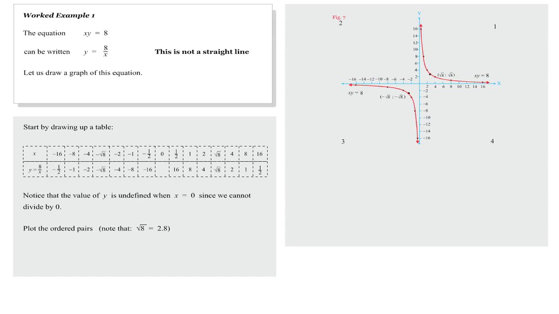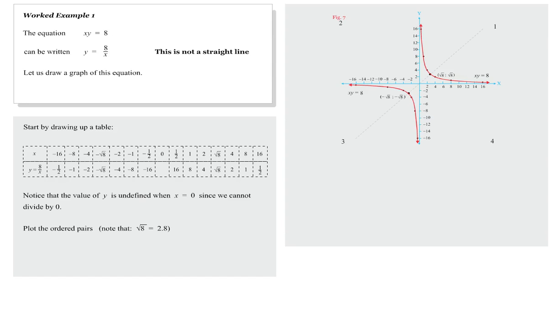Although the graph gets closer and closer to the x-axis, when x is very large and when x is very small, it never touches the x-axis. The x-axis is an asymptote of the graph. For the same reason, the y-axis is an asymptote of the graph too.